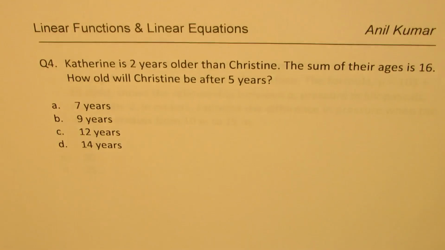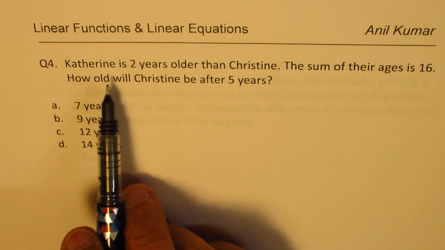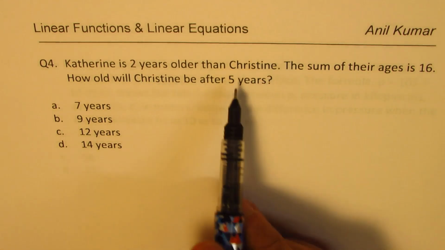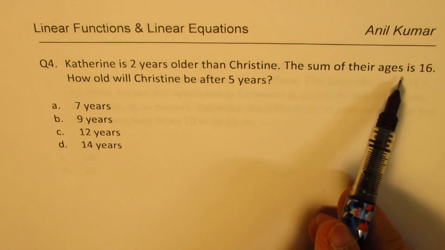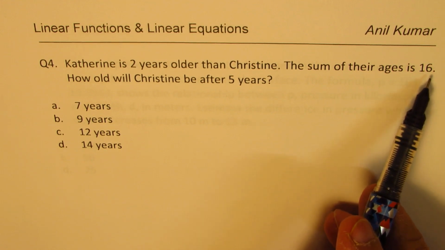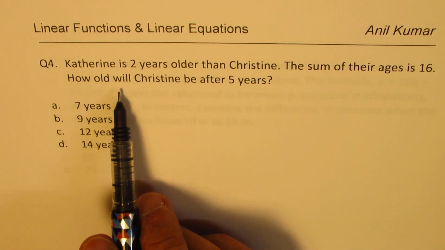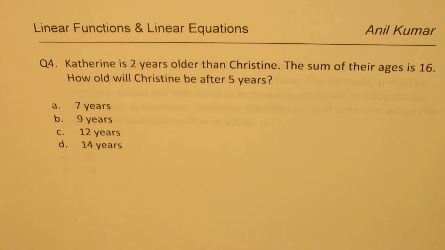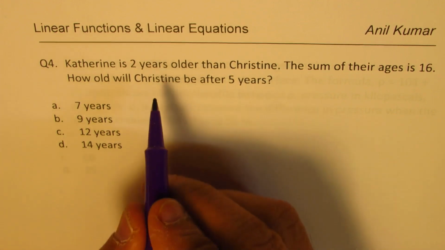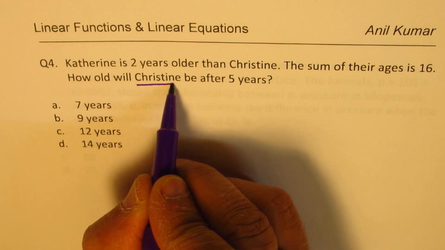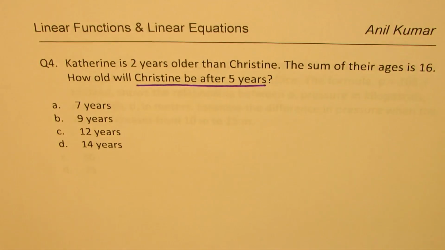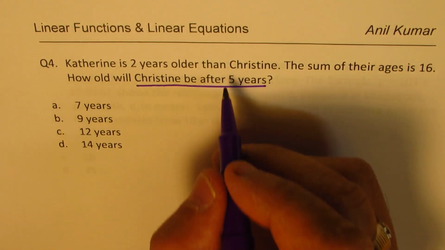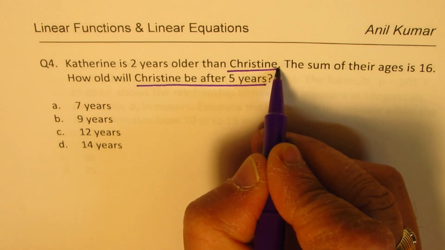Okay, let's move on and take question number 4. Question number 4 here is, Catherine is 2 years older than Christine. The sum of their ages is 16. How old will Christine be after 5 years? So what do we need to find? We actually need to find how old Christine will be after 5 years, correct? So basically, we should write the equation in terms of Christine, right?